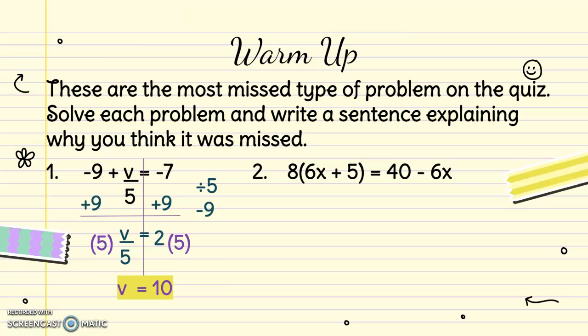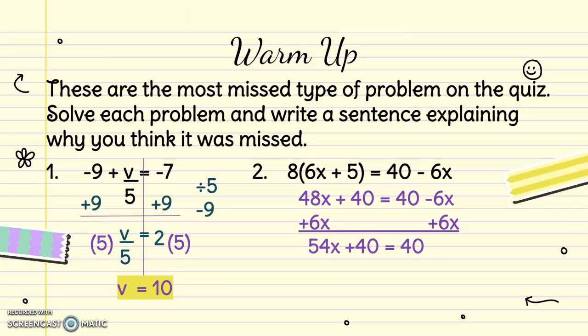For our second example, we need to make sure we distribute the 8 to the 6x and the 5, and we get 48x plus 40 is equal to 40 minus 6x. We have to add 6x to both sides, or you could have subtracted 48x. And you're left with 54x plus 40 is equal to 40. From here, we need to subtract 40 from both sides. And we have 54x equals 0.